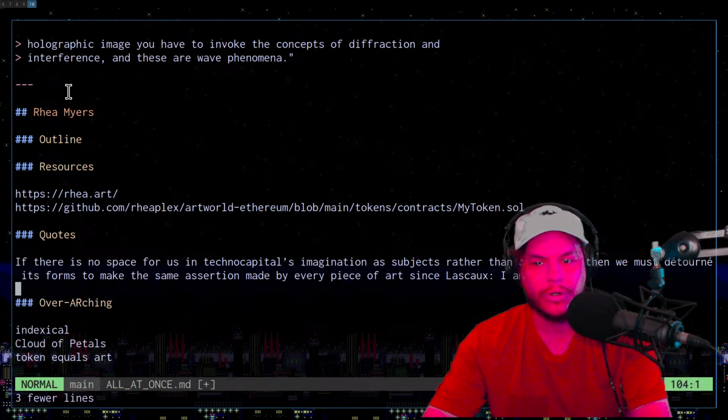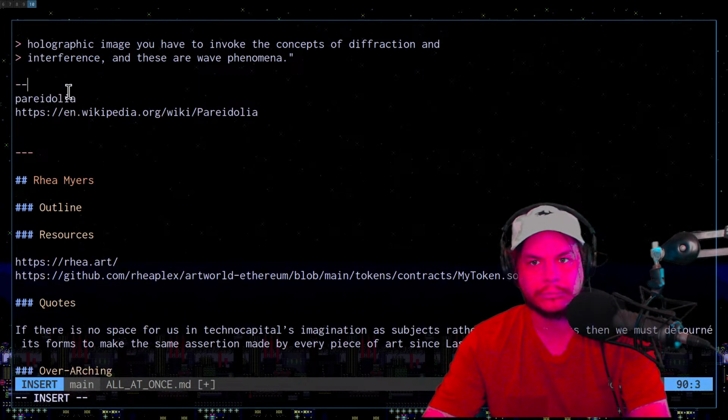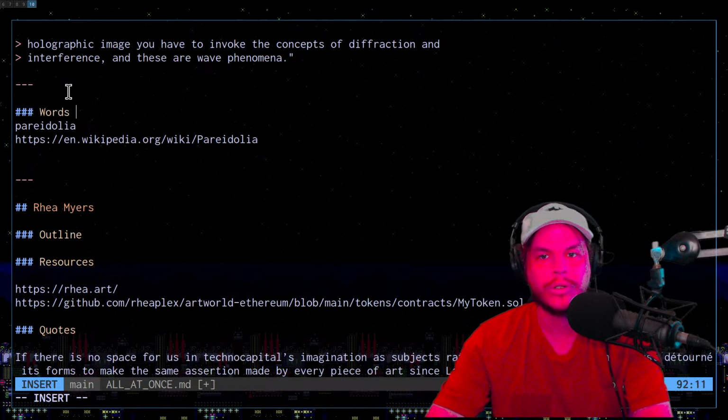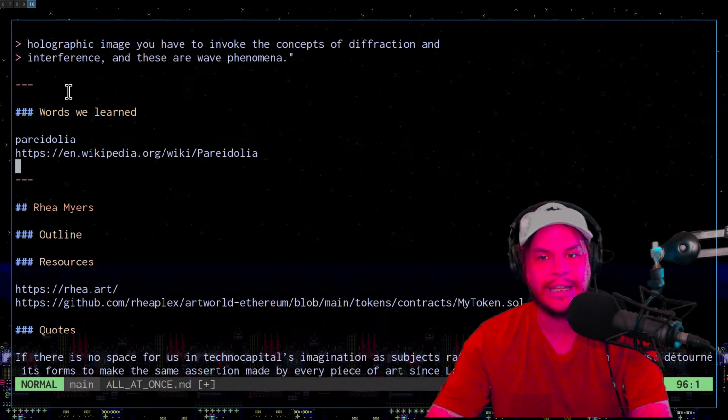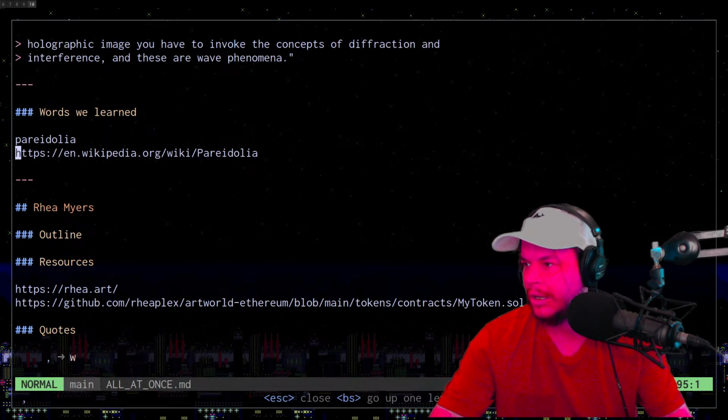This is words we learned. Words we learned. That's when you see smiley faces that aren't smiley faces, or let's say you saw whales and things that weren't whales, you know what I mean?